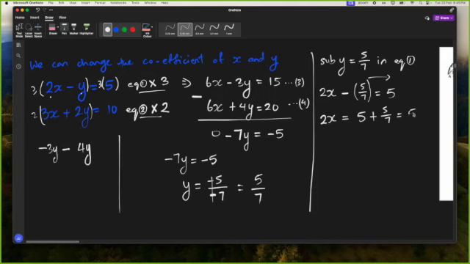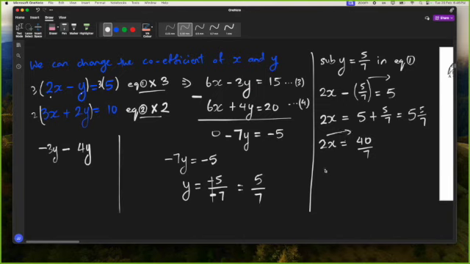Which is 5 and 5 on 7. Am I correct there? Yeah. 7 5s are 35. All right, so 2x is going to be 40. 7 5s are 35, and 5 is 40. So 40 on 7. All right. Throw across the 2.